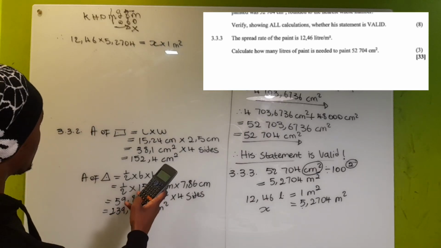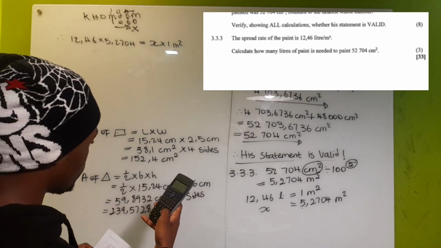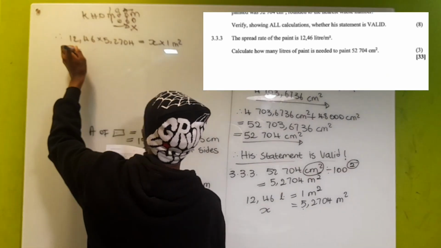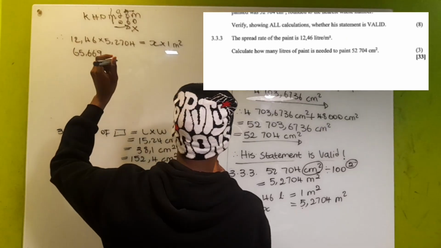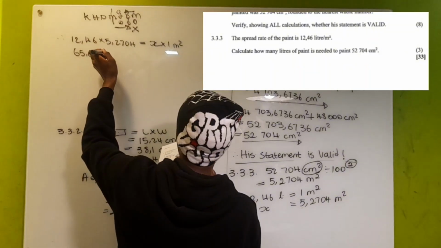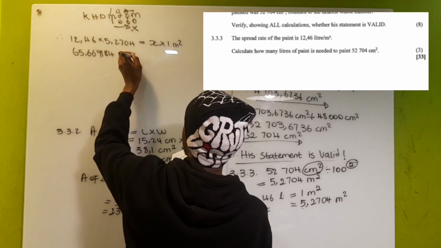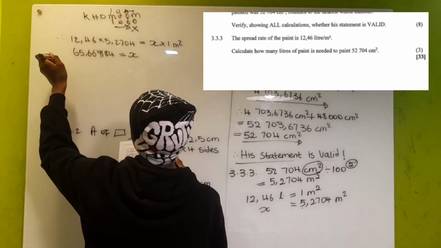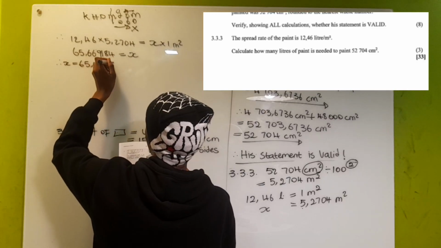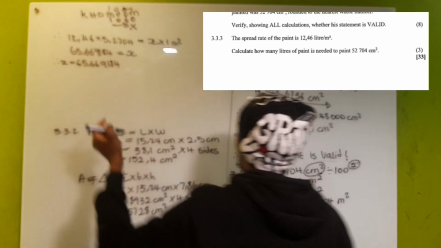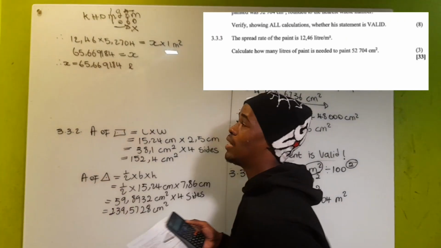12.46 multiplied by 5.2704, and that gives us a total of 65.669184. Do not forget that you write the whole number down. 65.669184 equals x multiplied by 1, which is x, right? So this means that x is 65.669184. We were looking for what? We were looking for number of liters. So our answer should be in liters.